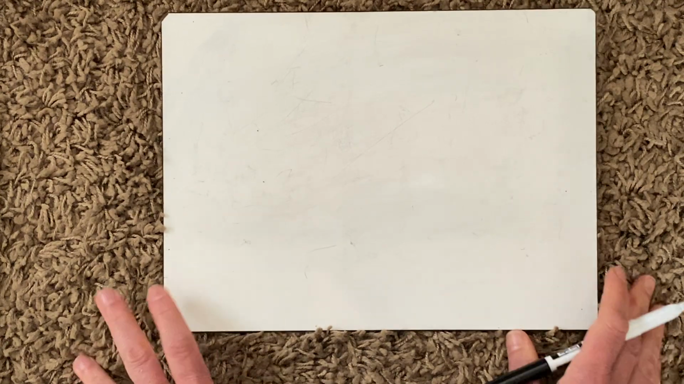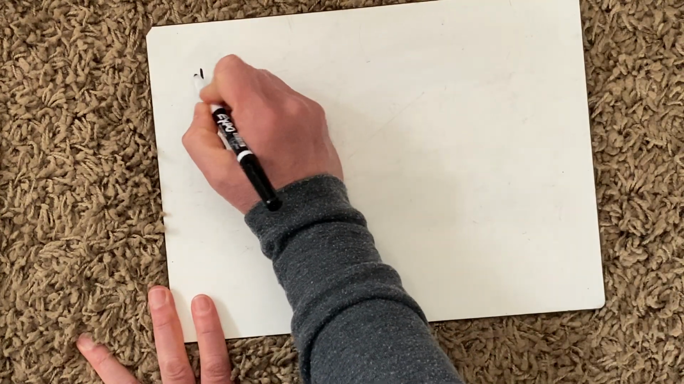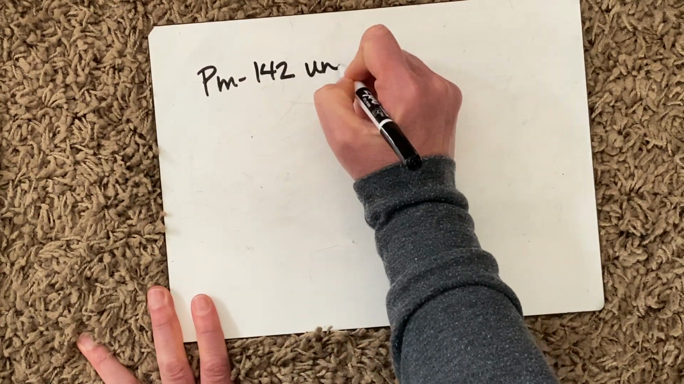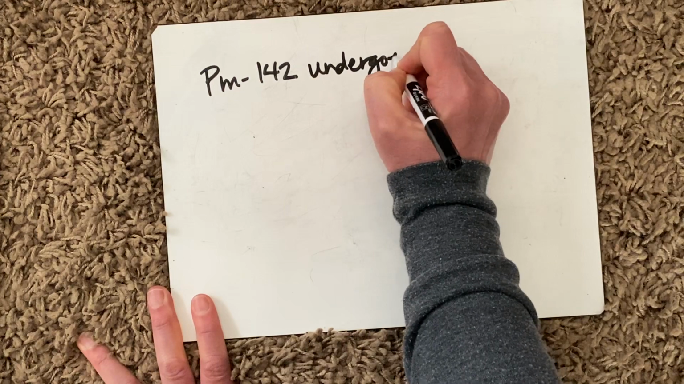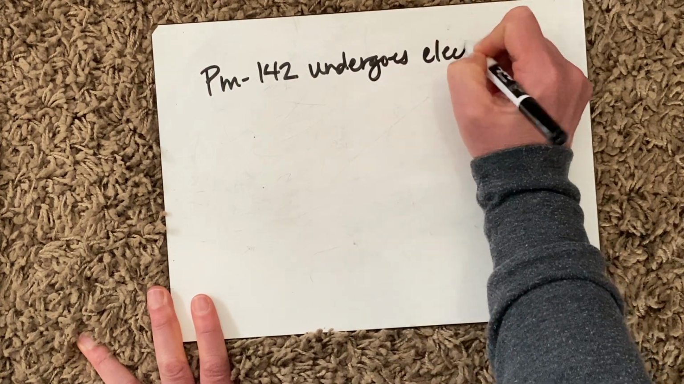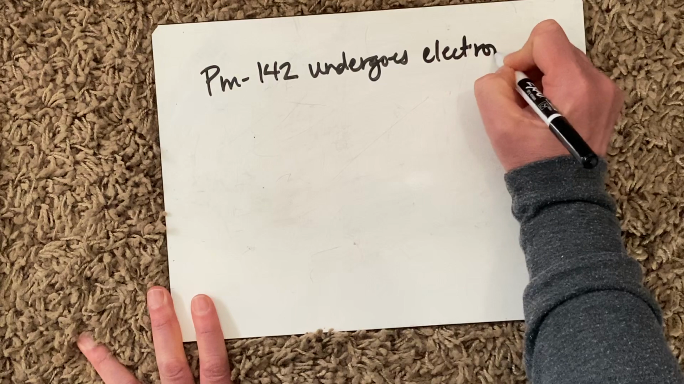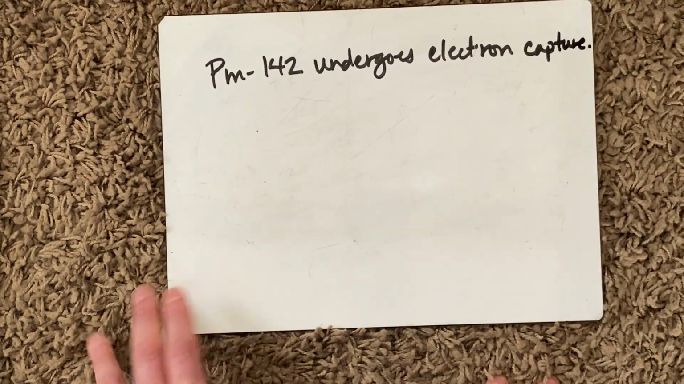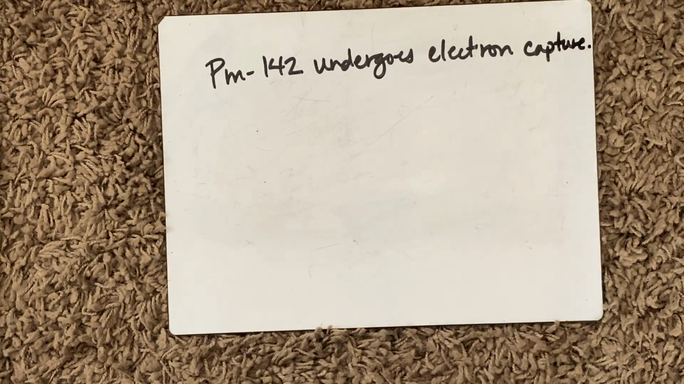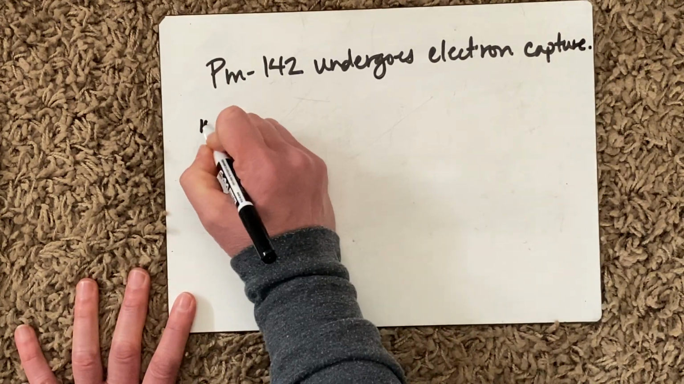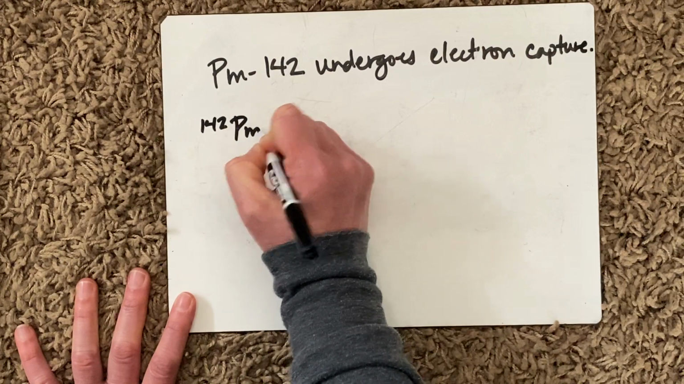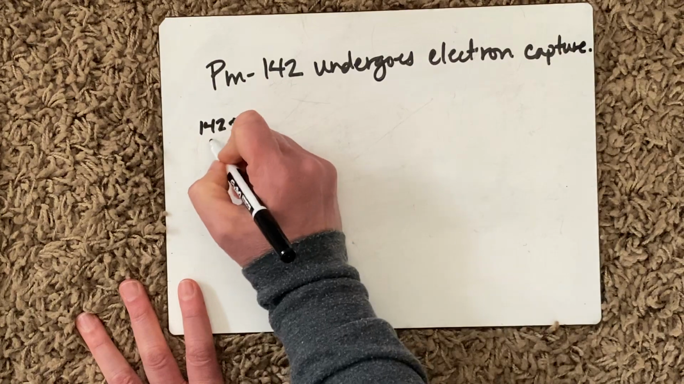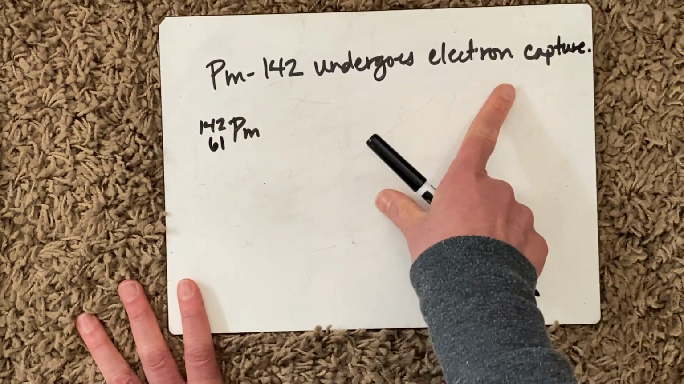Let's do PM 142 undergoes electron capture. Okay, so first of all, we're going to start out with our PM 142. So our mass is 142. PM on the periodic table is element 61. Okay, and then it says electron capture.